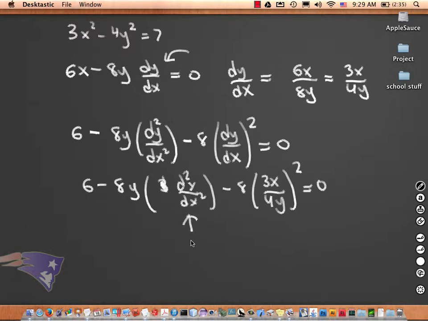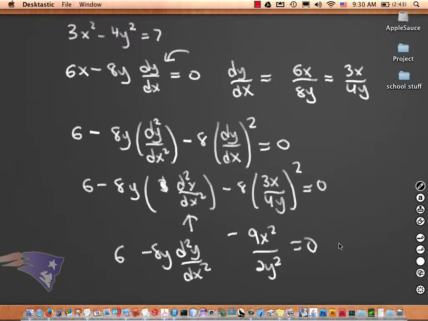Okay, so fine. The final answer is this becomes 9x squared over 16y squared. But that's times negative 8. So this becomes negative 9x squared over 2y squared. This becomes negative 8y d2y dx2, and that's a 6 equals 0. So add this over here, subtract the 6, divide by negative 8y. There we go.